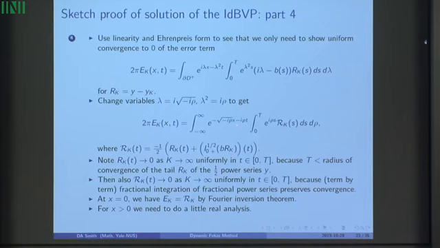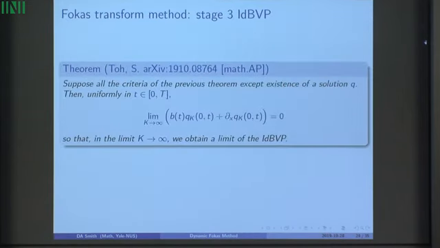So now at x equals 0, this disappears, and we've just got an inverse Fourier transform of a Fourier transform of r_k. So that's r_k. So at x equals 0, we have uniform convergence of e_k as k goes to infinity, to 0. And then for x positive, you need to do some real analysis, which I won't go into. Okay, so that's stage 2.